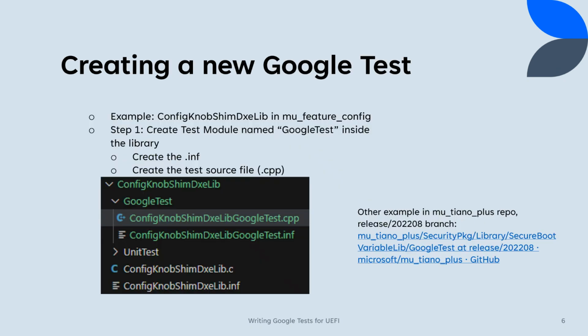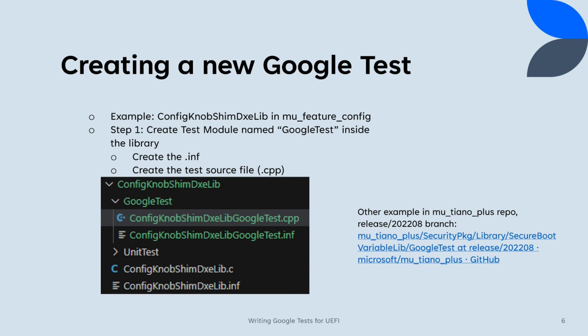Moving on, in this example, we're creating a host-based unit test for the config knob shim DXE library. First, we need a new folder named GoogleTest inside the libraries folder. In this example, there is an existing old framework test, so our GoogleTest folder is on the same level as the unit test folder. Inside our new GoogleTest folder, we're going to need two new files, our INF and our test source file. These should be named as the library name with GoogleTest appended.